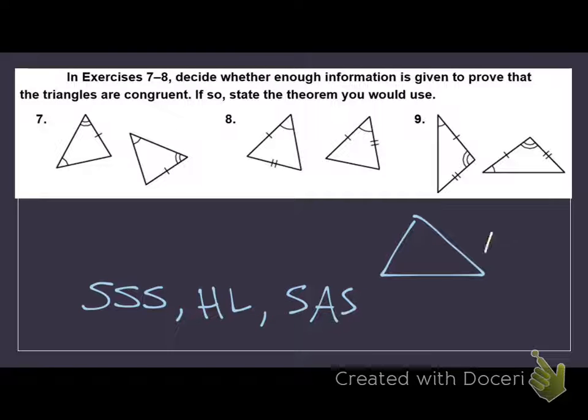We got angle, side, angle, which means you have 2 angles and a side marked congruent. Where does the side have to be for angle, side, angle? In between them. It has to be touching both angles. And then what was the other one?